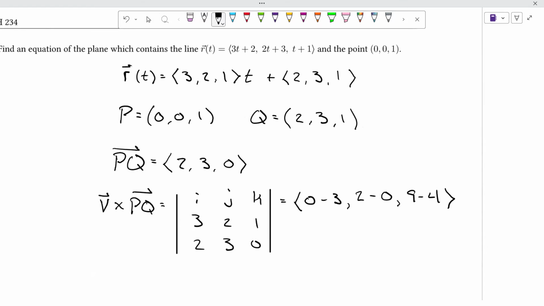If I just break down that cross product thusly, I get that thing. And it's probably worth simplifying it to (-3, 2, 5). And again, that'll be my normal vector. So call it n for normal vector.